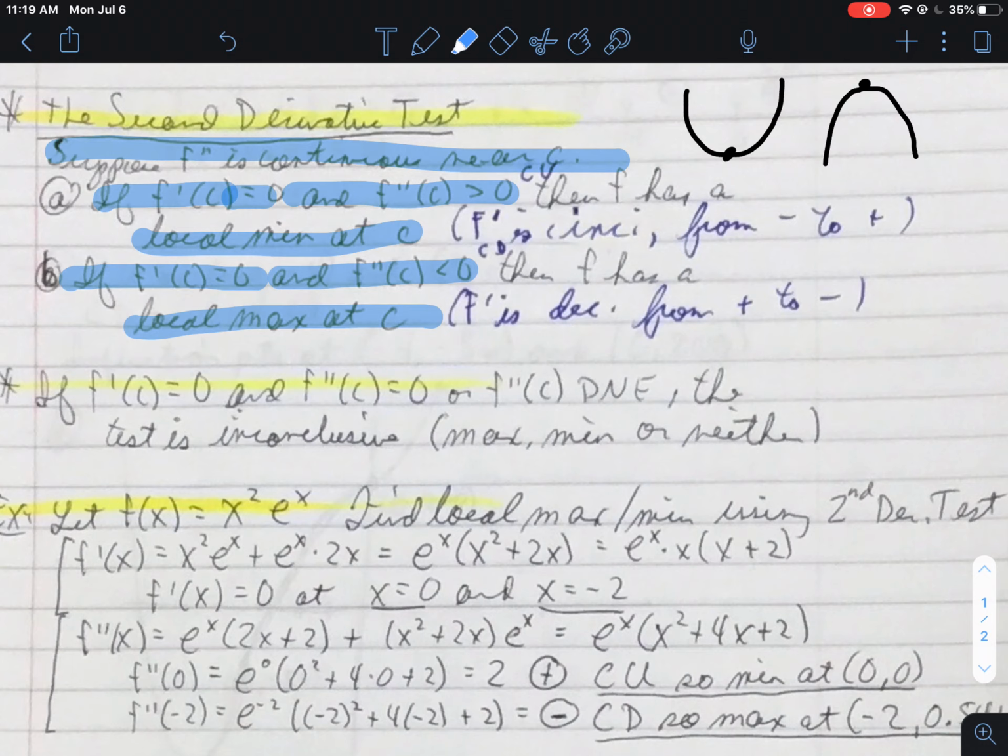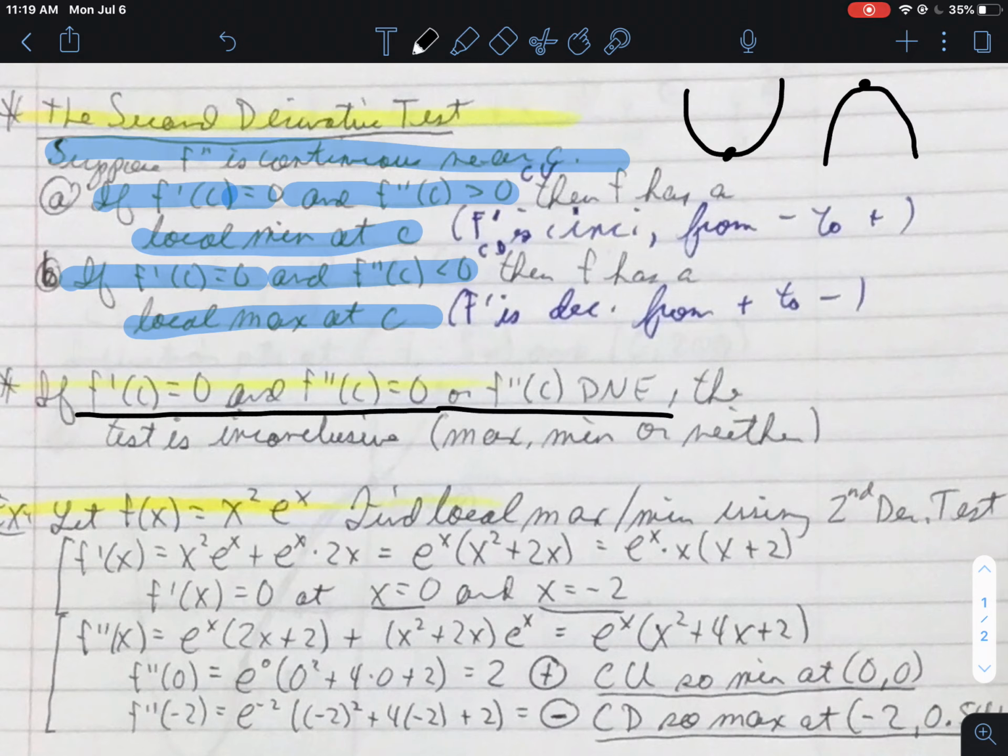Now, here's kind of a little drawback of this test. Notice if f prime of c equals 0 and f double prime also equals 0, right? Everything was based upon whether we were positive or negative with our second derivative. Well, if both of those are 0, then guess what? It doesn't tell me anything.